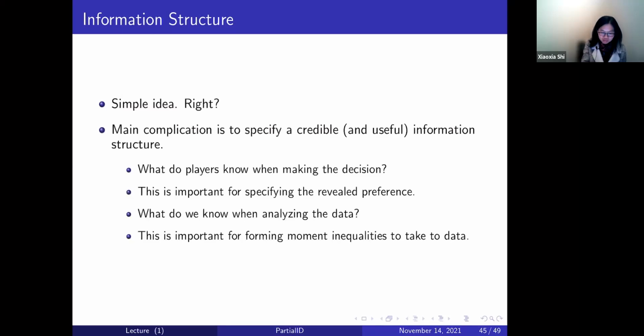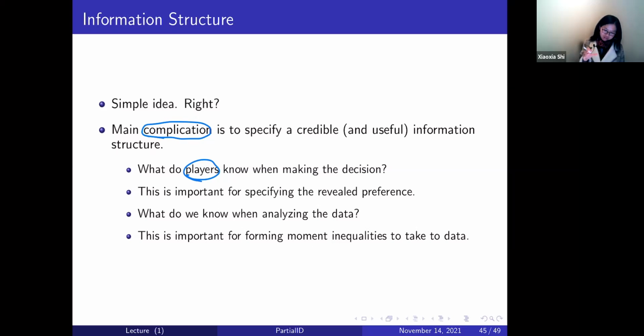But of course, there are complications, because when you want to turn the revealed preference principle into moment conditions, you need to solve several structural modeling problems. Like one is, what's the information set for the players? That is important for determining what we mean by better, right? What we mean by one action is better than the other action.